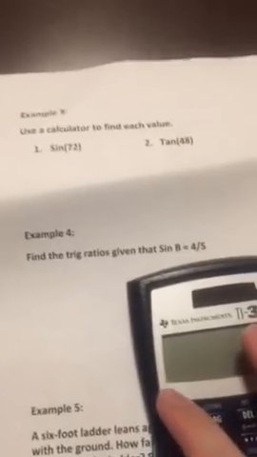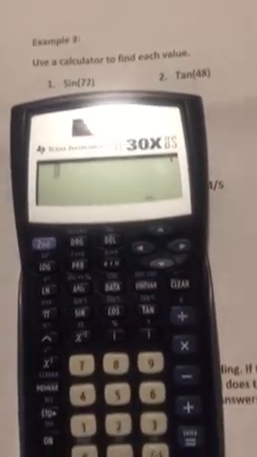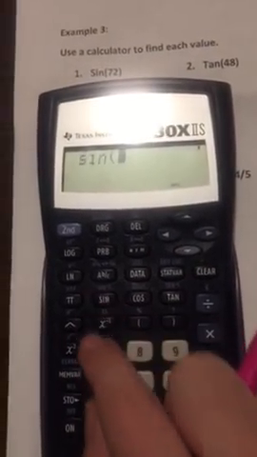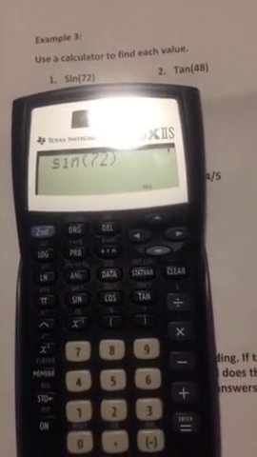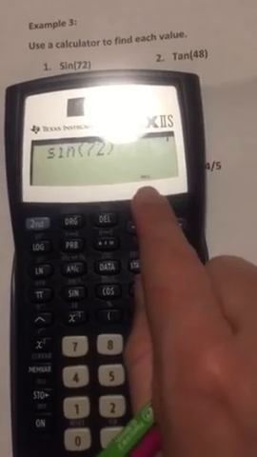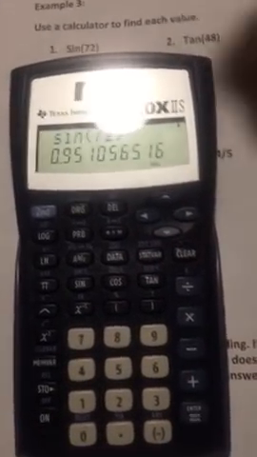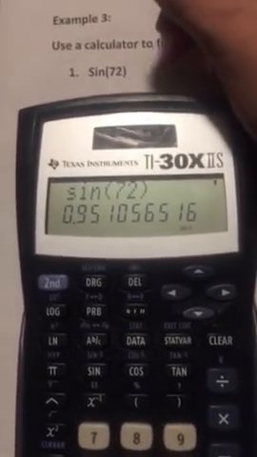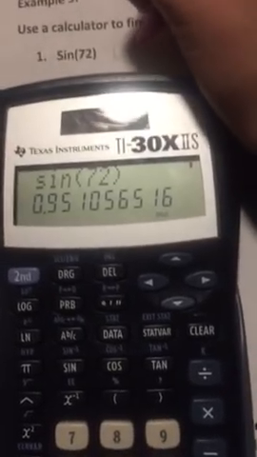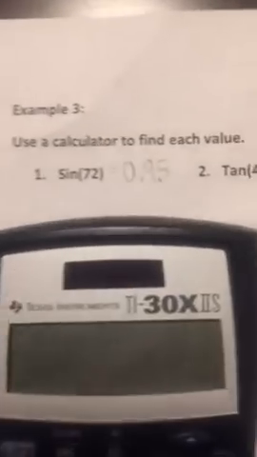Alright, use a calculator to find each value. We're going to find sine of the angle 72 degrees. So you're going to push sine of 72, and it's in degrees, so we're good. Push enter, and we're going to put equals 0.95. We'll just go to the hundredth. So 0.95.